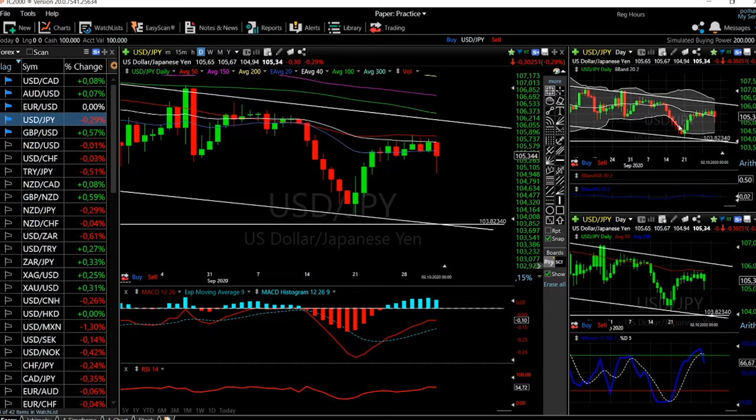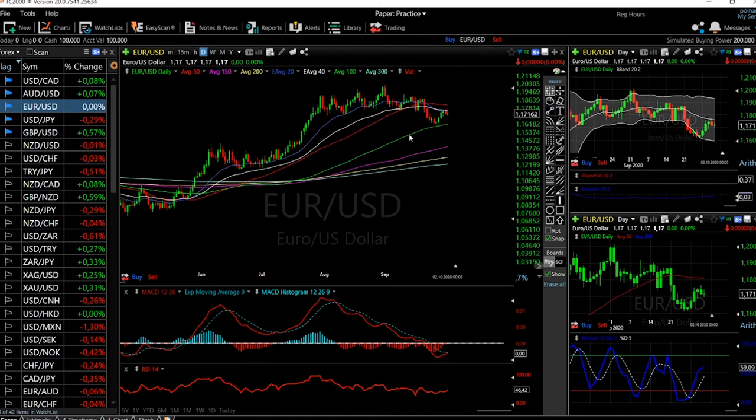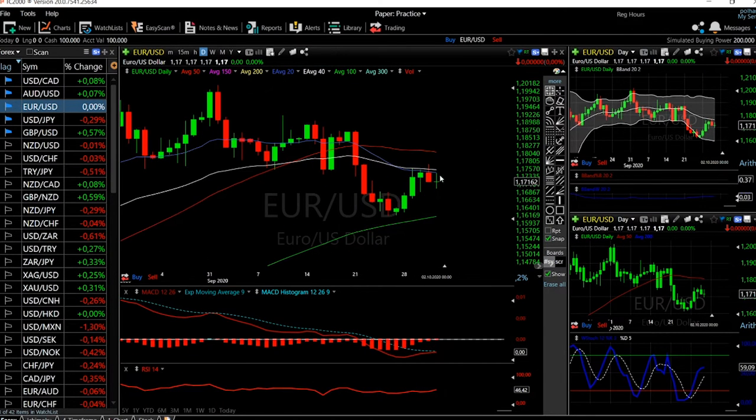The bullish band is technically in the middle, so not a lot of things to look after there. But I do expect this market to go and test this trend line before bouncing up, like we have done in recent months. Euro, US dollar, we rallied up towards the 20 exponential moving average and then gave away most of those gains.